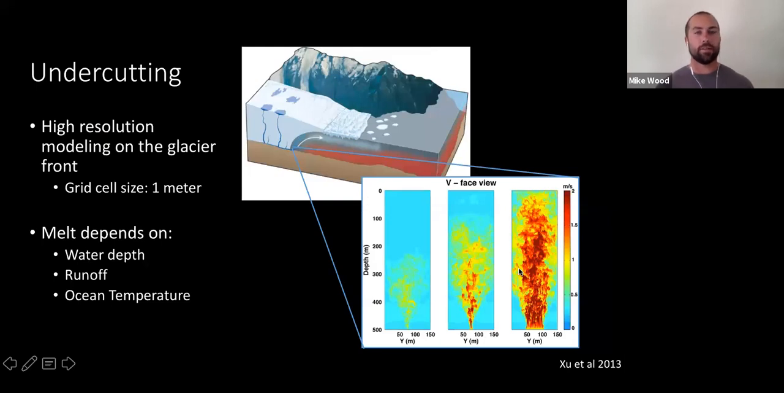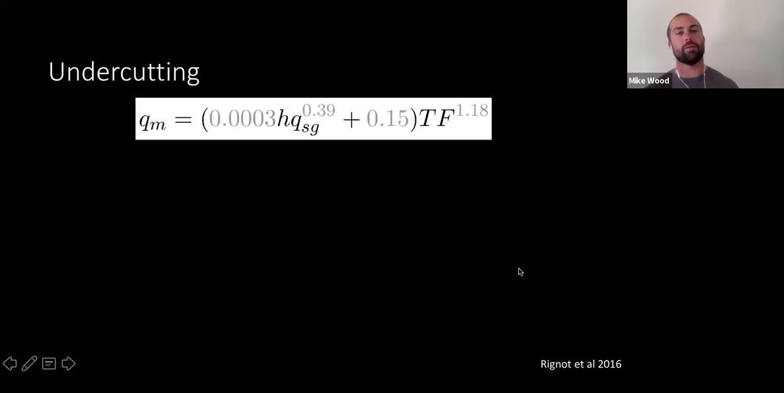So we can also consider undercutting, that melt at the grounding line. And for this, we'll use the modeling results of Xu Yun. Taking this model in a paper that was published by my PhD advisor, Eric Rignot, in 2016, Eric took that same modeling that Yun had done and applied it to a variety of different configurations and came up with an equation of undercutting which can apply to various different glacier scenarios.